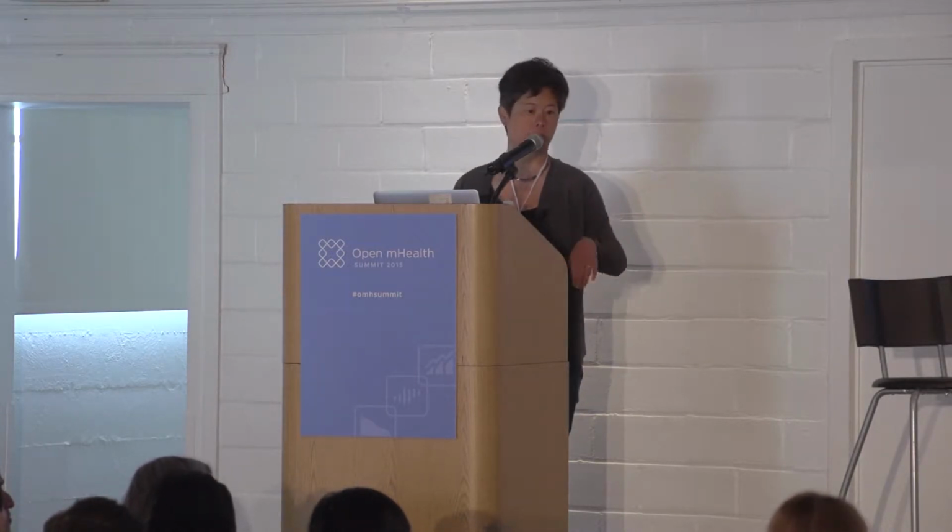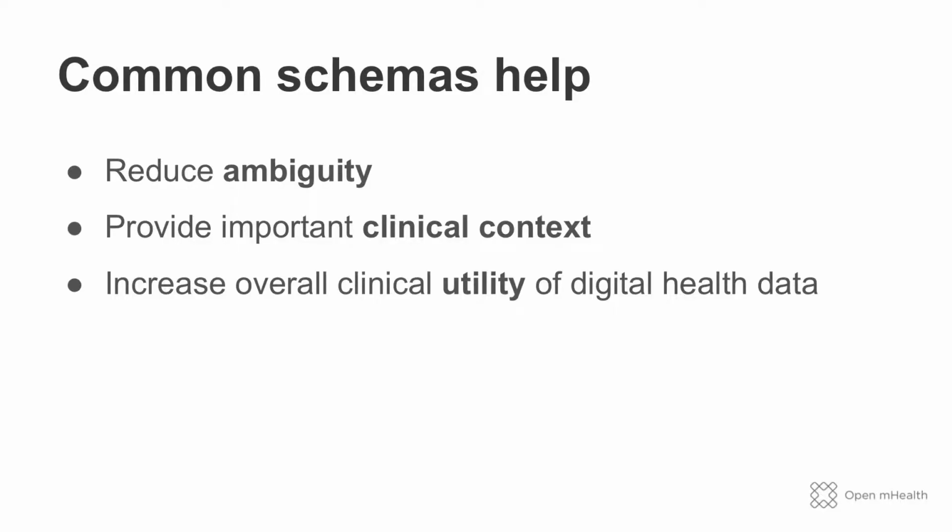Probably obvious to you too, but some other aspects of clinical descriptors you might not know as much. That just it's missing if it's not there. Is weight self-reported or sent from a scale? Because we know self-reported weights aren't really that accurate, for example. Okay, so common schemas help to reduce ambiguity. It helps to provide important clinical context so that we can make clinical decisions on them, and it increases the overall clinical utility of the digital health data.